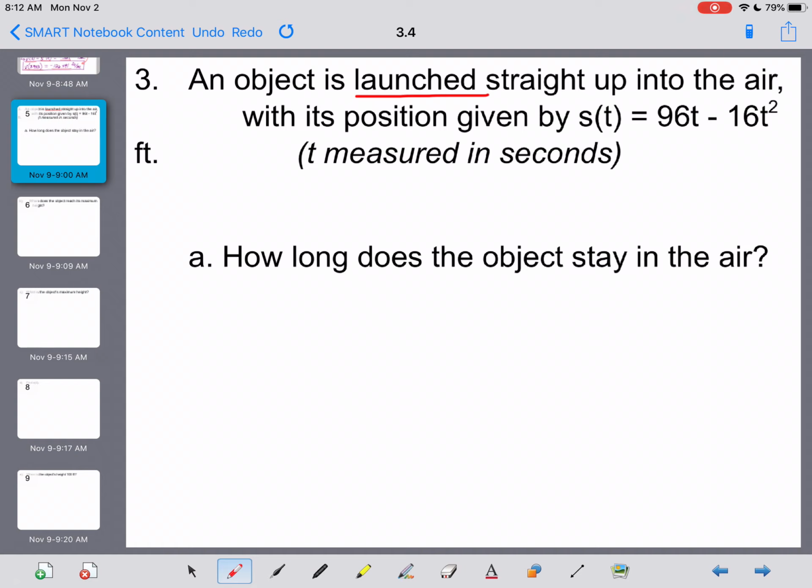An object is launched straight up into the air with its position given to you by this function right here: s of t is equal to 96t minus 16t squared. And sorry for the bad spacing here, guys, but that is measured in feet. And it also tells you what you really shouldn't assume, but that t is measured in seconds. So I'm going to ask you guys a series of questions based upon all of this.